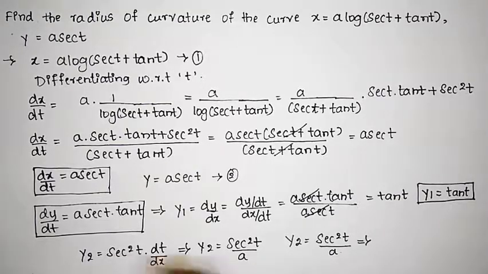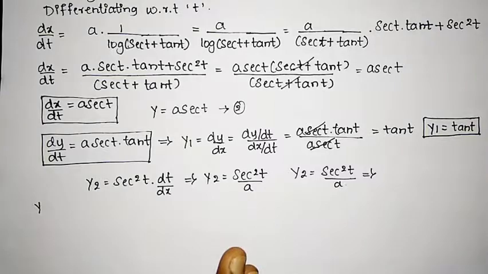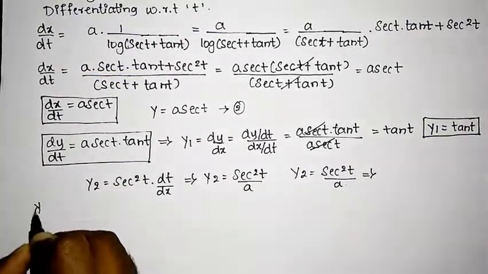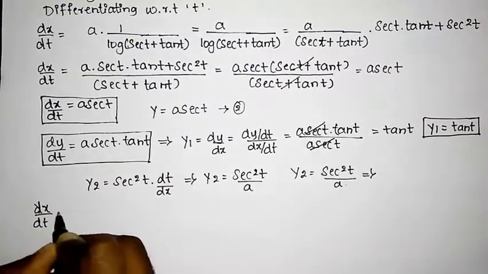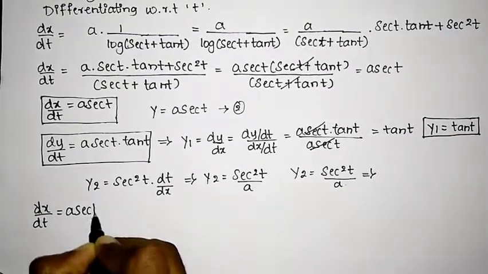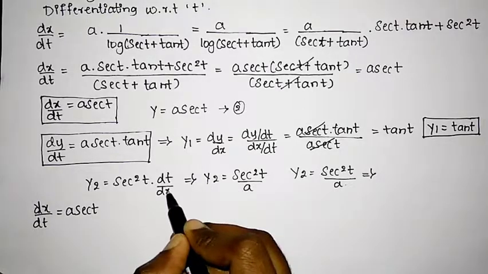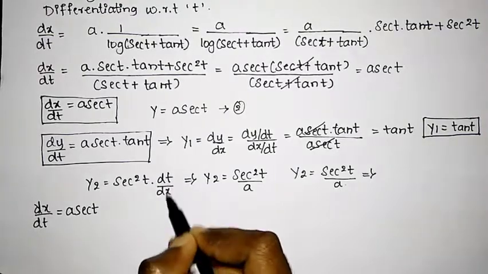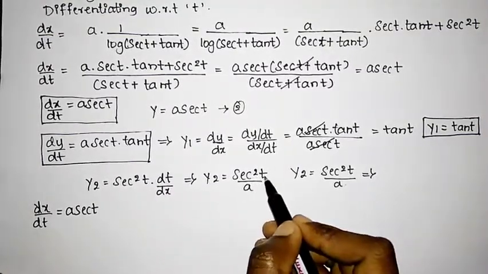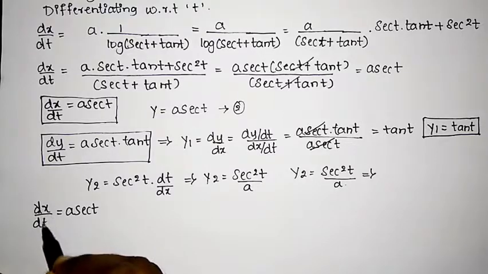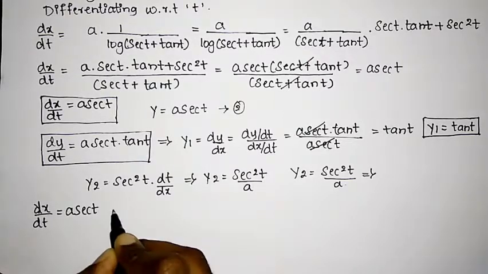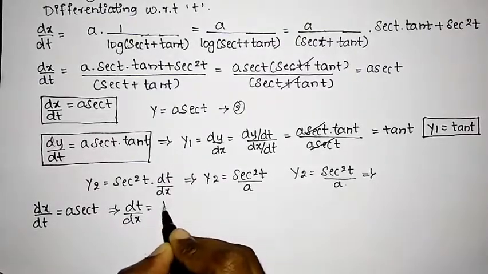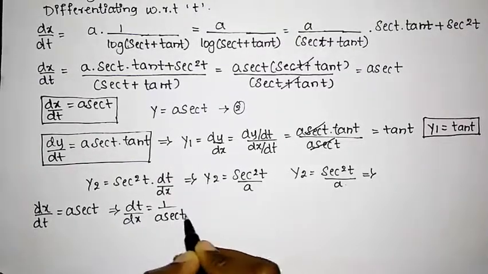The given equation is of the form dx upon dt is equal to a into sec t. Here we need to obtain dt by dx. So the reciprocal of this, that is dt upon dx, is nothing but 1 divided by a into sec t.